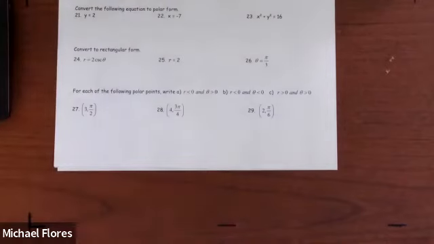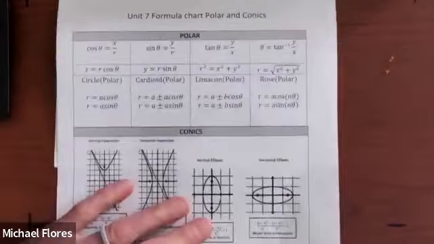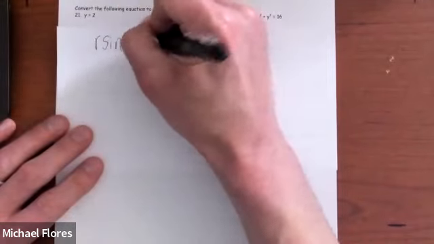Okay, example 21. We are converting the following equations to polar form. These are currently rectangular equations. We are going to convert them to polar. You see that y there? What I'm going to do is go to my formula chart here. This one will be given to you on your test. I'm going to find out which one of these formulas starts with y. Boom, that one. y is the same thing as r sine theta. So rather than y equals 2, I'm going to do r sine theta equals 2.